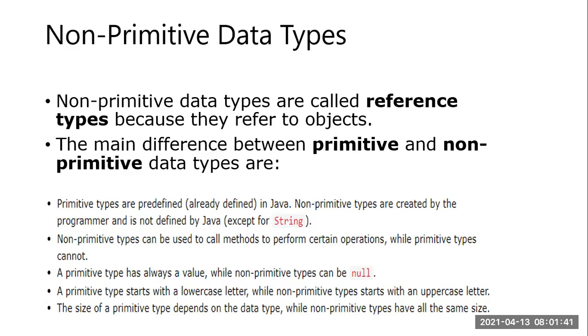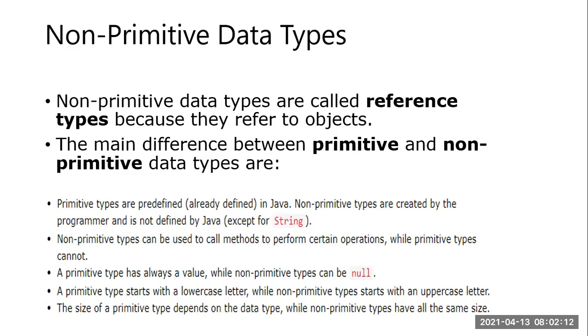Non-primitive data types are not defined by Java except for String. This String has been defined by Java, and the remaining non-primitive data types are not defined by Java. But the primitive data types are defined by Java at the time of development. String also belongs to the Java program. Except this, any other non-primitive data type doesn't belong to Java.